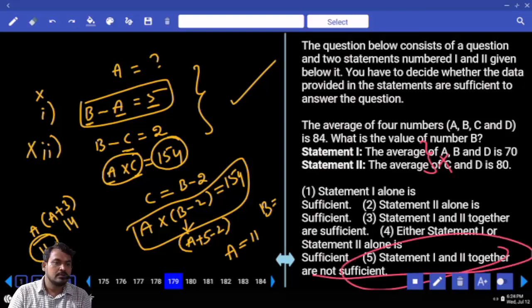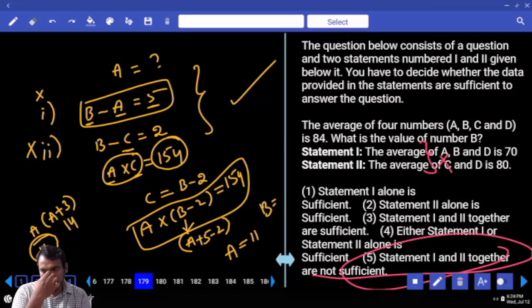Which option? The fifth one. Because in the first statement we get only the C value. In the second statement we get the A plus B relation. If we use both the statements, substituting the A plus B in the first statement, again we get which one? The D value. We do not get the A value and B value individually, but we get the combination of A and B values. A plus B combination we are getting.